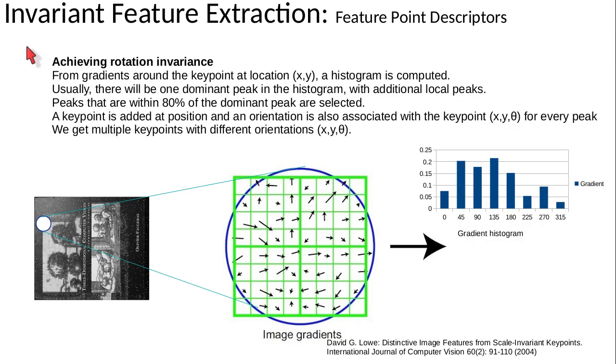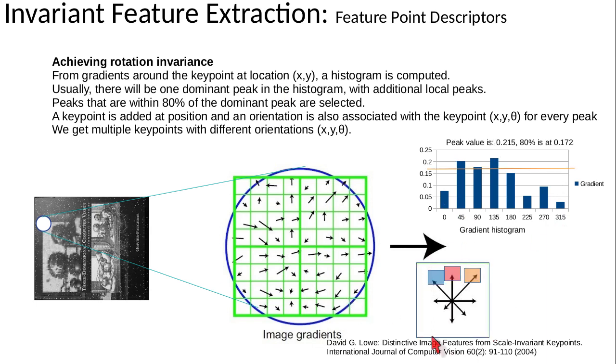Let us see how rotation invariance is achieved from the key points. After obtaining gradients around a key point, a histogram is computed. And this is how the gradient histogram would look like. You have different angles, so each of these gradients have been quantized into one of these angles. And the angles are from 0, 45, 90, 135, 180, 225, 270, and 315. That means all the angles between 0 to 45 are added into this bin. All the locations where the gradient is between 45 to 90, they are inside this bin, and so on. Now within the histogram, there would be one dominant peak and there will be multiple other peaks.